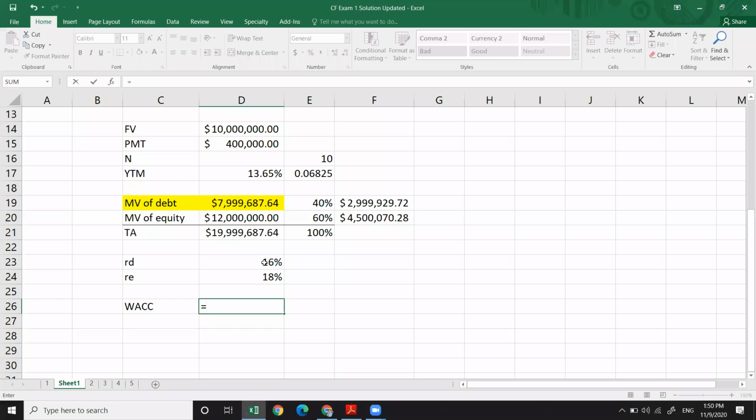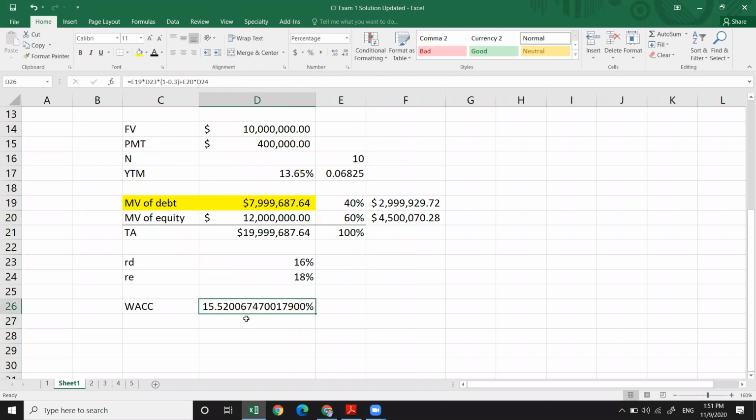So we have the proportion, which is 40%, times the cost of debt, times 1 minus the tax rate, which is 30%, plus the proportion times the cost of equity. So it's 15.52% weighted average cost of capital.